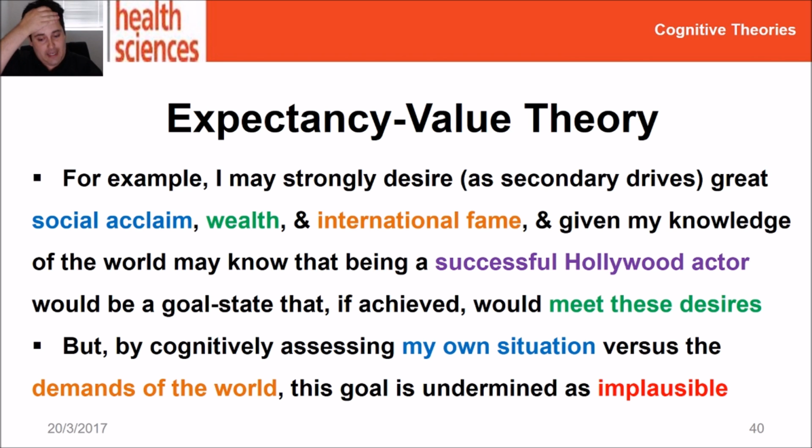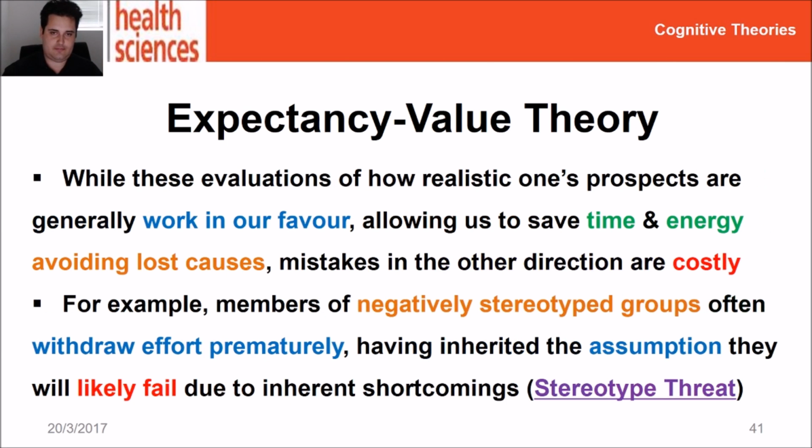is because via cognitively assessing my own situation, the demands of the world around me, and how far away that goal is, how different it is from the world as it exists right now, I deem it to be implausible. I deem it such that my efforts would not be able to bridge the gap between where I am and where I want to be, and that undermines the amount of psychological value I place in it. My expectation of how plausible it is changes the value of the goal itself. That's why we call this expectancy value theory.